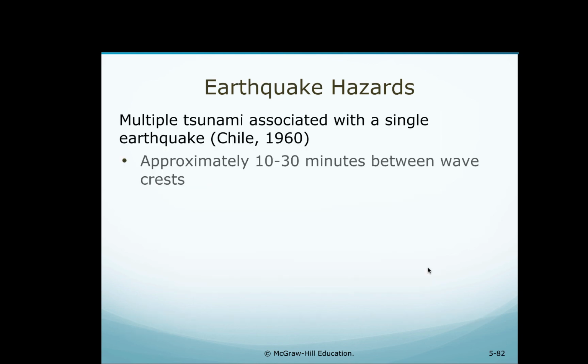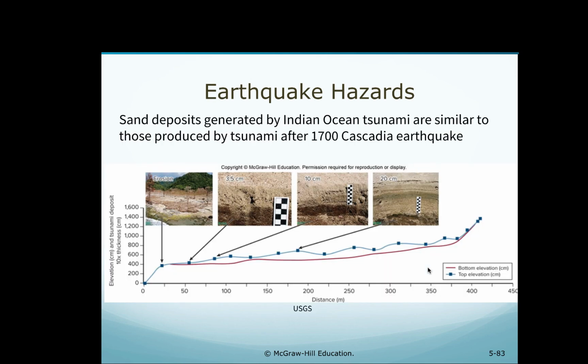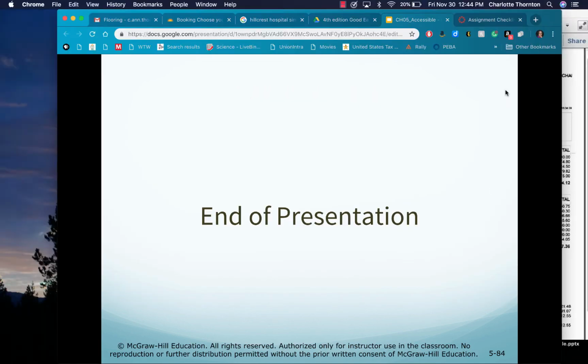Multiple tsunamis are associated with a single earthquake, especially the Chile 1960 earthquake. There was approximately 10 to 30 minutes between the wave crests. The sand deposits generated by the Indian Ocean tsunami are similar to those produced by the tsunami after the 1700 Cascadia earthquake. And that's evidenced by the layers in the soil. This concludes Chapter 5.